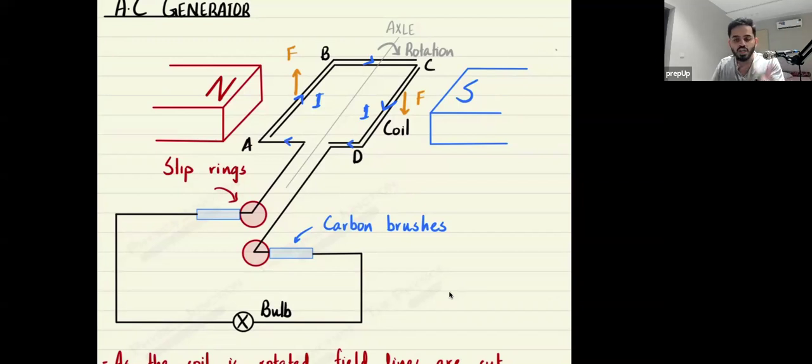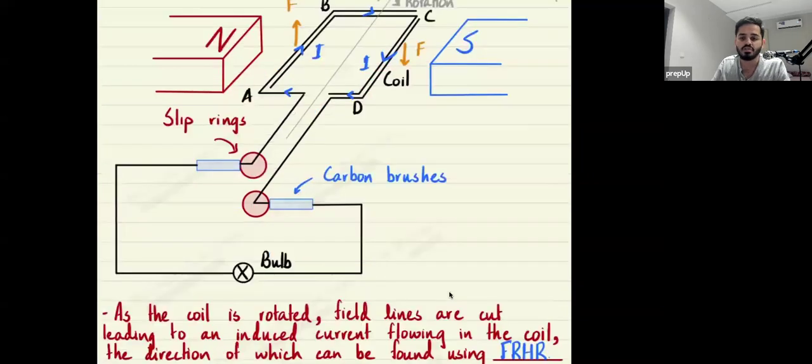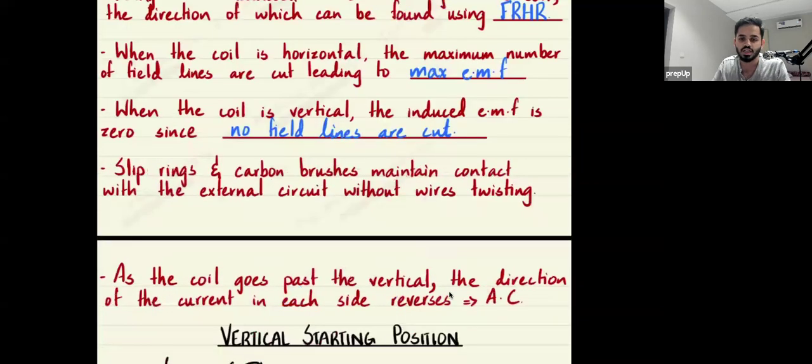But now when the coil actually flips, when it goes past the vertical and changes its orientation, then AB would be here, right? And if it's still turning in the same direction, then previously the current was going from A to B, but when it's here, the current would be going from B to A. So the direction of the current in the coil is reversing in every half rotation. As soon as it goes past the vertical, the direction of the current reverses. So that's an important idea.